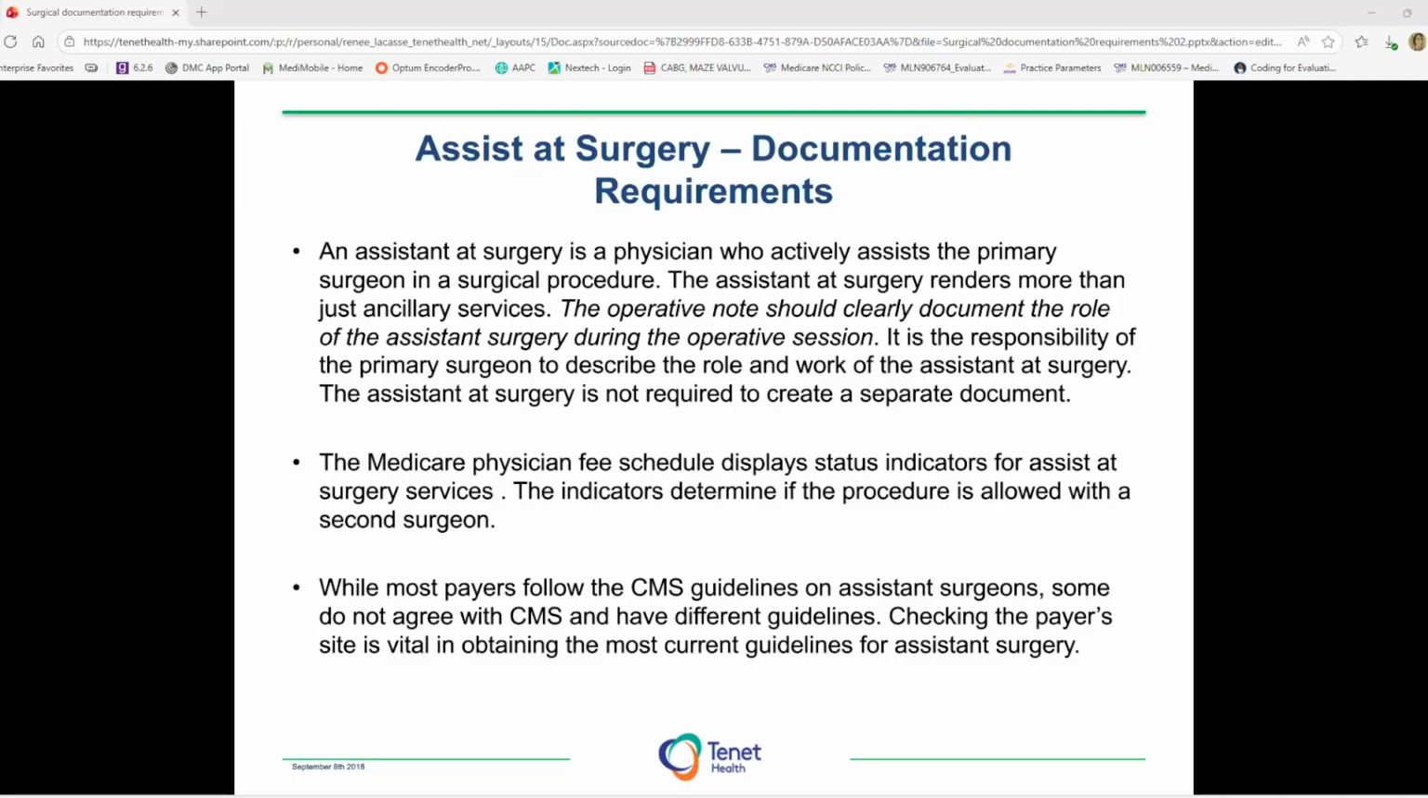Medicare guidelines, the fee schedule, includes status indicators for assist at surgeries. These indicators show us whether a procedure code allows for a second surgeon, or even if they allow for an assist. Most insurance payers do follow CMS guidelines, but some do have their own rules. And so in a case like that, if they were to have their own rules, the commercial insurance would trump Medicare's guidelines at that point, just so you know.